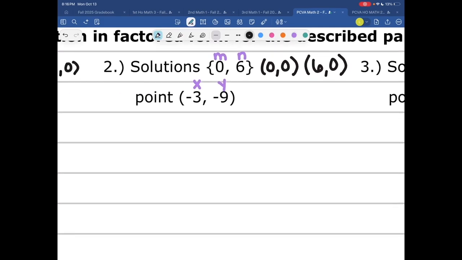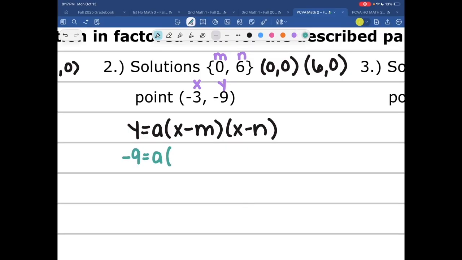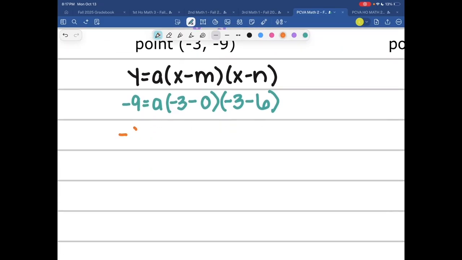All right, so if we start with our original format of A times X minus M times X minus N, we're going to substitute what we have in this problem. So my Y value is going to be -9. We do not know the A value, which is what we're trying to find. The X is -3 minus M is 0. Then we have another X of -3 minus 6. And then we're going to simplify. So we have -3 minus 0 is still going to be -3.